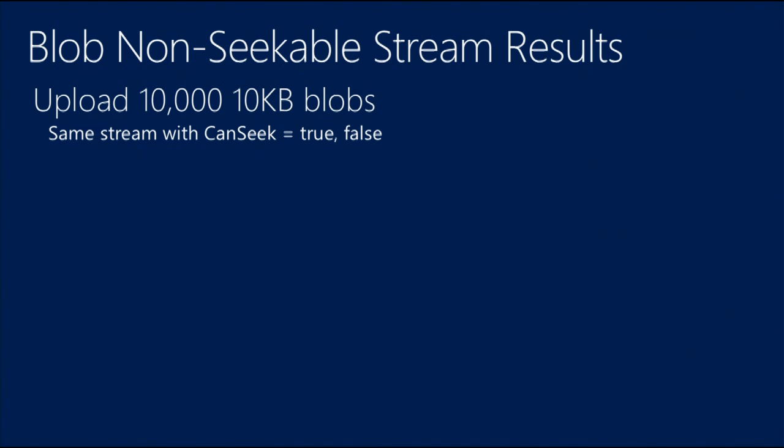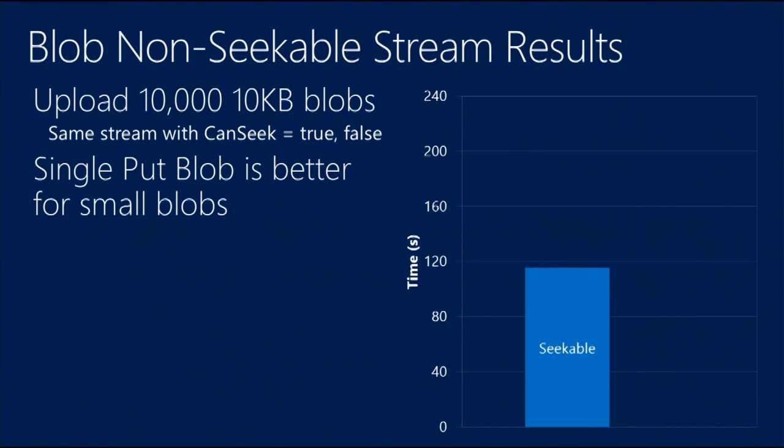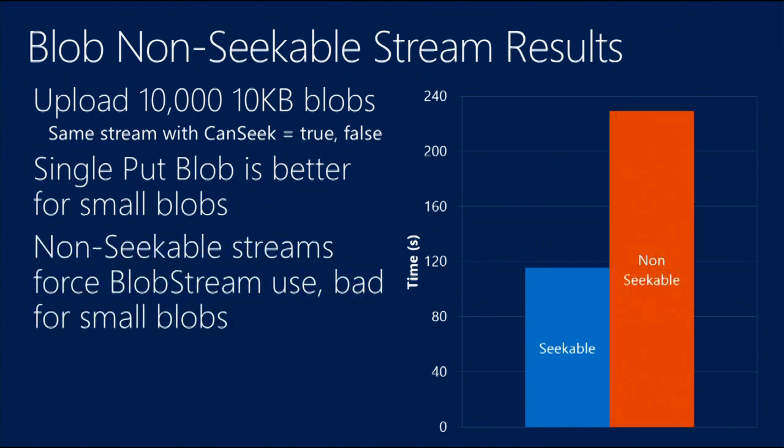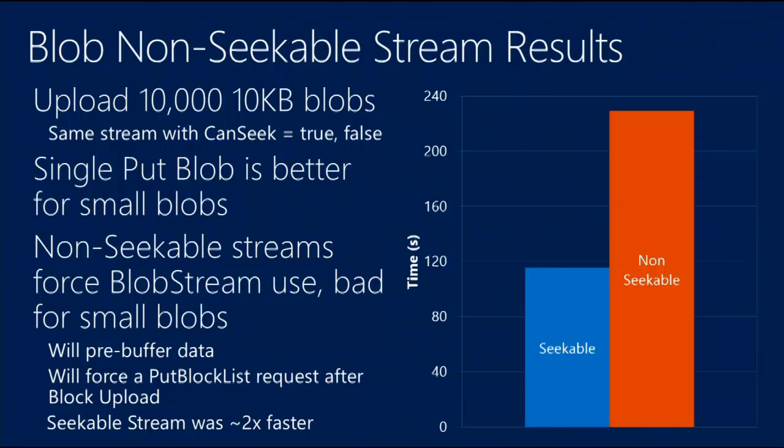So we're going to upload 10,000 10 kilobyte blobs. And what we did is we took the same stream and we just overrode it to return true or false for the can-seek flag. So the same underlying implementation. And here's what we found. The single put blob is always better for smaller blobs. Non-seekable stream, almost twice as bad. Again, for those smaller blobs, you have to do those 2 round trips, put block and put block list.